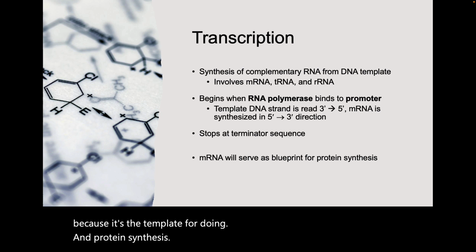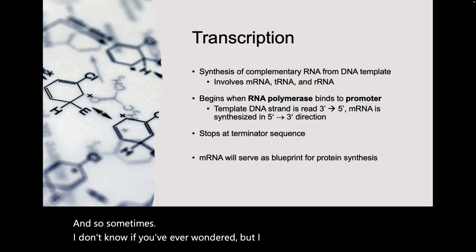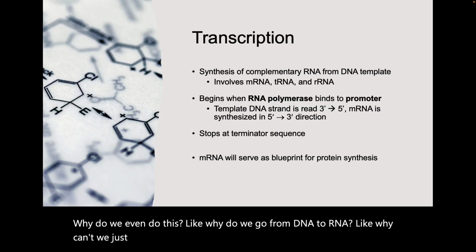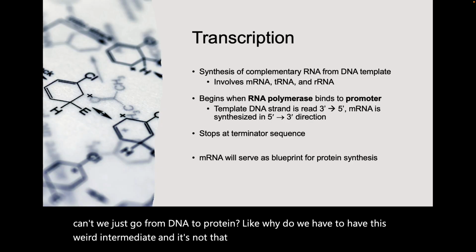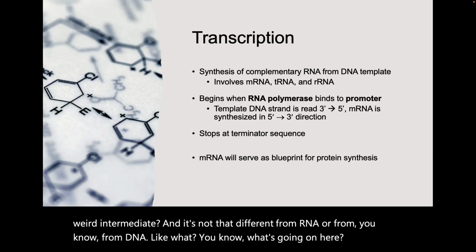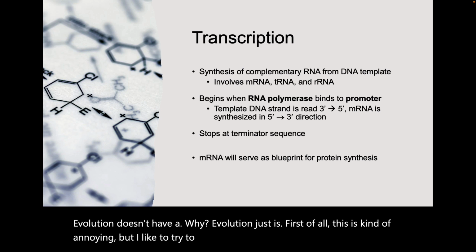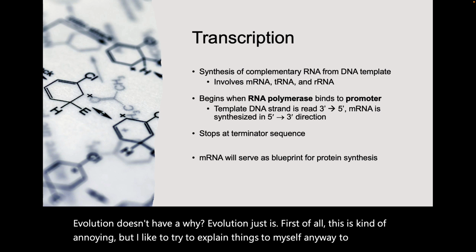And so sometimes, I don't know if you've ever wondered, but I would wonder, why do we even do this? Why do we go from DNA to RNA? Why can't we just go from DNA to protein? Why do we have to have this weird intermediate? And it's not that different from DNA. What's going on here? Well, evolution doesn't have a why. Evolution just is, first of all. It's just kind of annoying. But I like to try to explain things to myself anyway to make it less irritating.